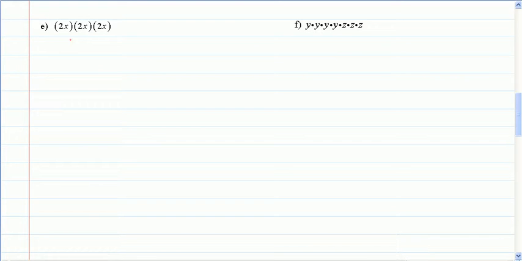For part E, I have 2x times 2x times 2x. When you have numbers in parentheses, with nothing in between, you always assume them to be multiplied. So 2x times 2x times 2x has a base of 2x and an exponent of 3. So 2x to the 3rd, or 2x to the power of 3.